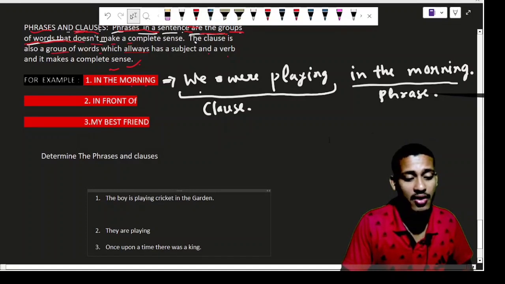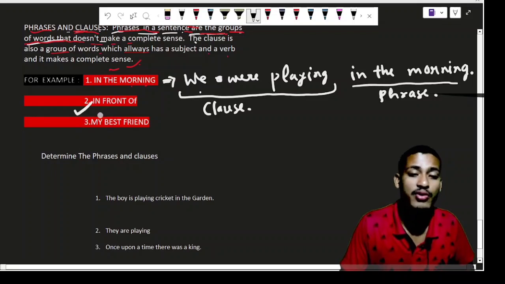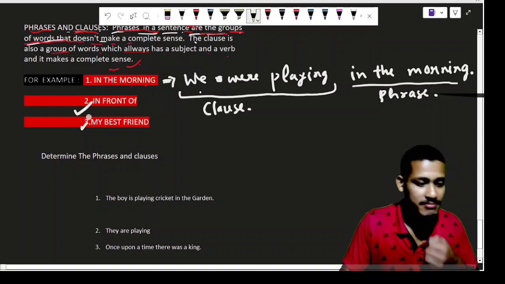Next, in front of. ये phrase क्या है? In front of. So there is a flower garden in front of our school. So that is a sentence. My best friend. He is my best friend.